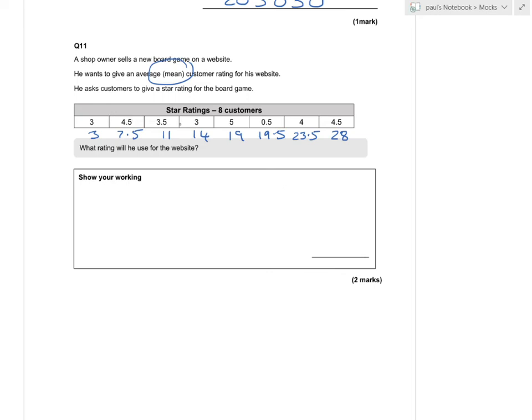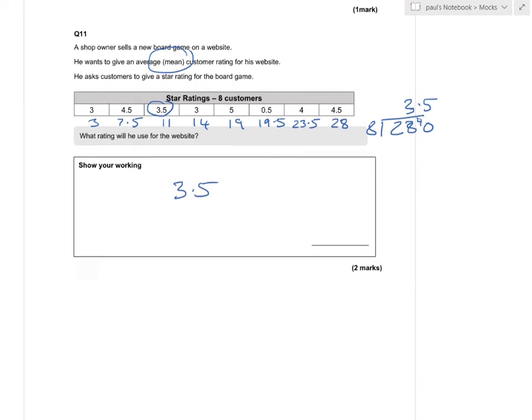1, 2, 3, 4, 5, 6, 7, 8. So 28 divided by 8. So 3 eights are 24 with 4 over, and 5 goes into 40. 2.5. Have we got one of those? So how are we supposed to do this? 3 eights. Oh yeah, 3 eights is 3.5. This one. 3.5.